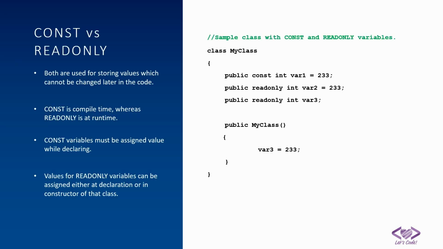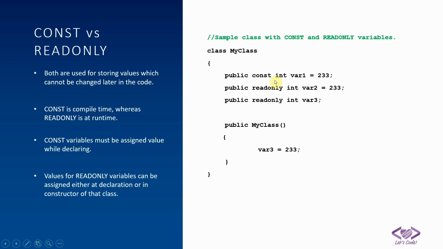Both are used to store values which should not be changed later in the code or at runtime. But there is a difference. Const is more at compile time, whereas read-only is at runtime. So that means constant variables must be assigned a value when they are declared. Otherwise, the compiler will throw an error. Whereas read-only has both options. Read-only variables can be assigned a value when declared, as well as in the constructor during the runtime.